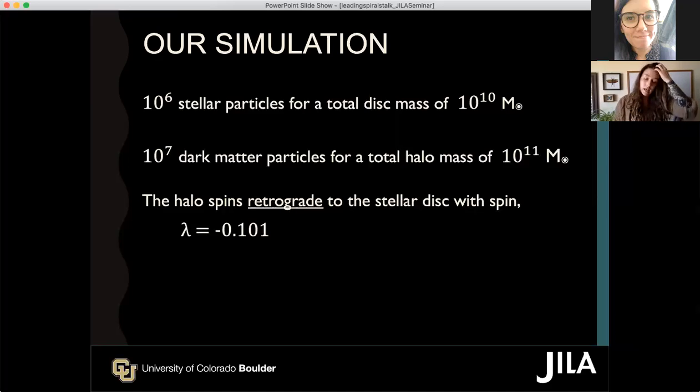Cosmological simulation tells us that a range of halo spins are possible, but until now it's pretty rare to see spinning halos in simulation, or modeled. This is what makes our simulation unique. Our halo is given a spin of lambda = -0.1, and the minus is what tells us it's retrograde with respect to the stellar disk spin.